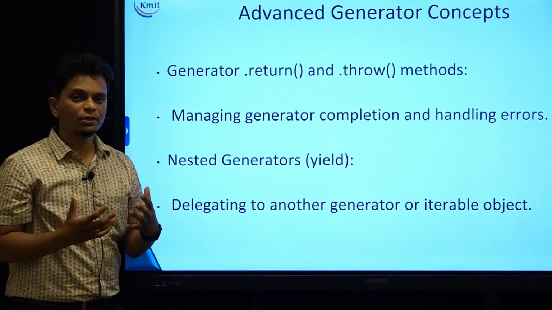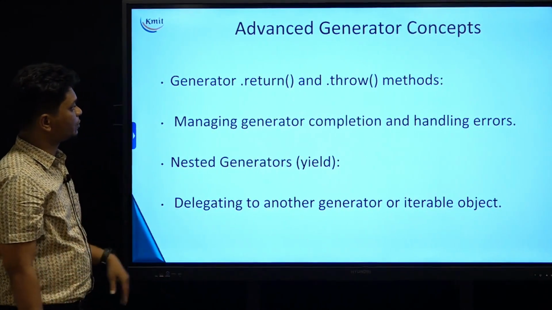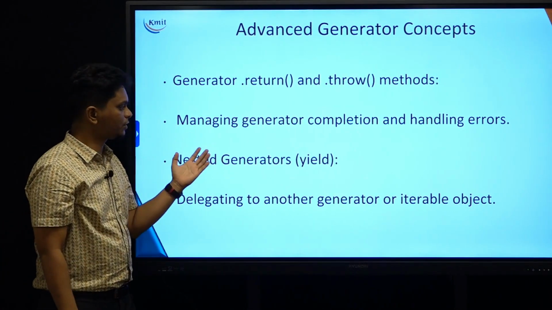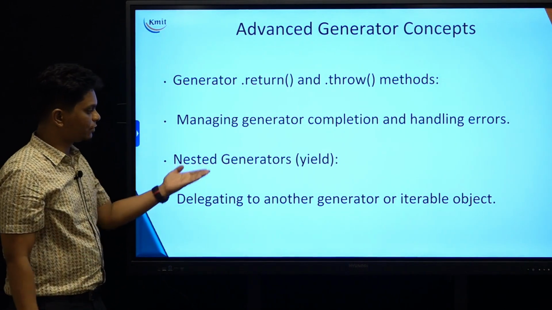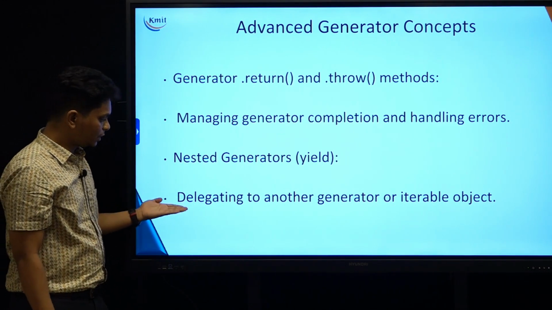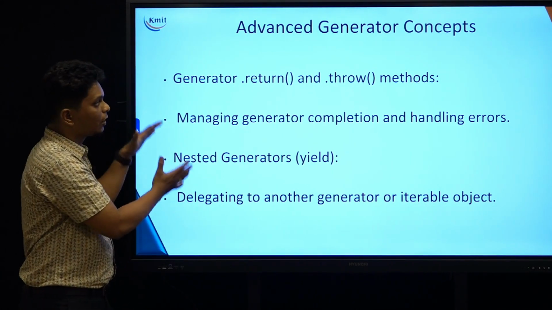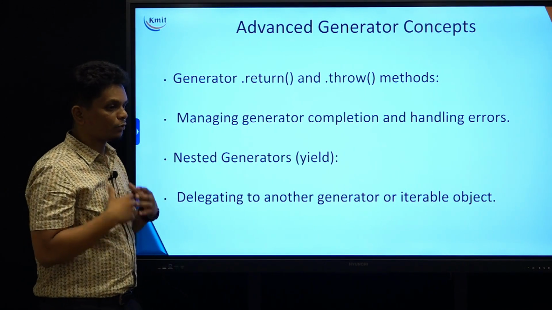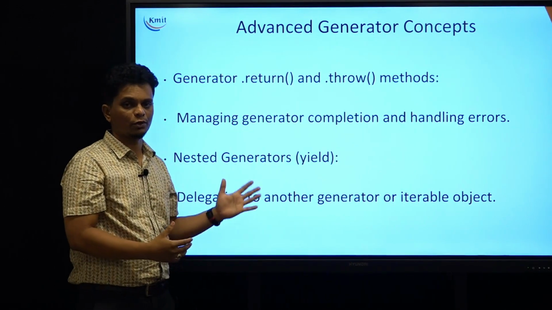Then what are the advanced generator concepts that we have at hand? The first one is the dot return and dot throw methods. What are they used for? They are used for managing generator completion and handling errors. Then nested generators with yield as a parameter. What do they do? They delegate to other generators or iterable objects. So these are the advanced generator concepts that are available, and they are really fun to work on. I would suggest you discover new examples with these topics.